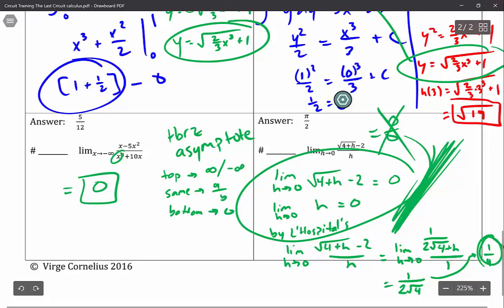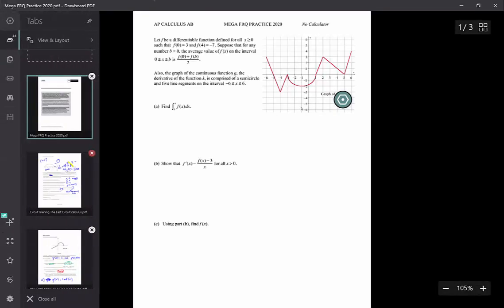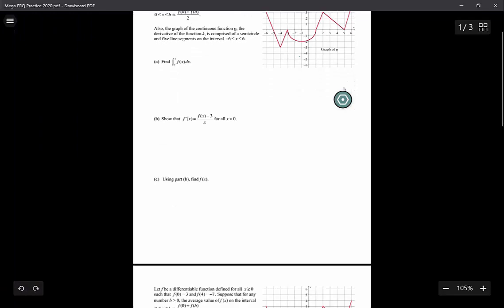Okay. So there's that. Kind of couple last things, and you know, this guy's going to be totally optional. It's just another thing that, you know, if you want some extra practice, I have this mega FRQ.